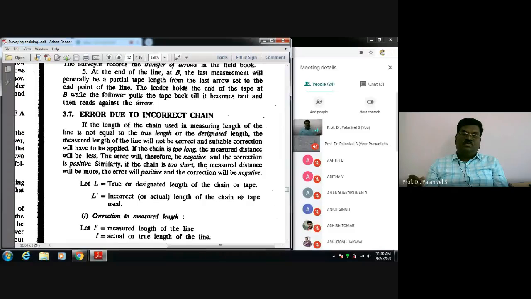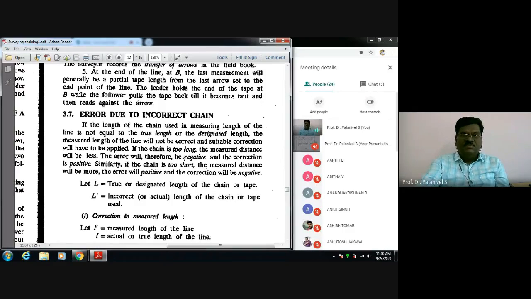Moreover, if you do chaining for long distances, thousands of meters, from morning to evening, the chain will be exposed to sunlight. Due to thermal expansion, there might be a minute change in the length of the chain. All such errors are to be corrected in the measured length. That's what I am going to discuss. Just some simple elementary level problems may be asked during the exam.